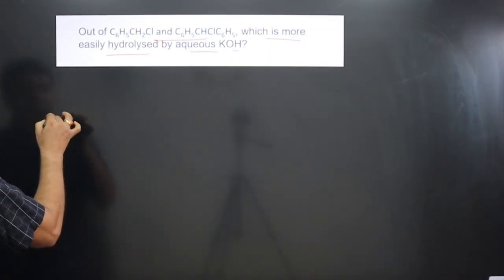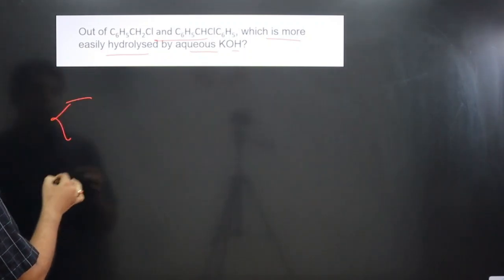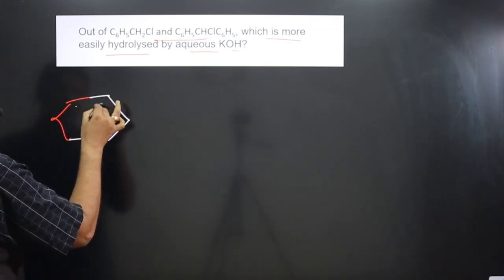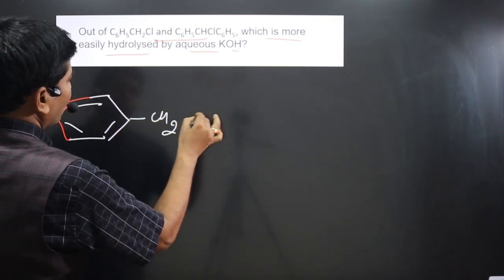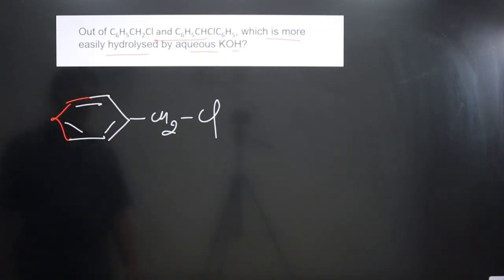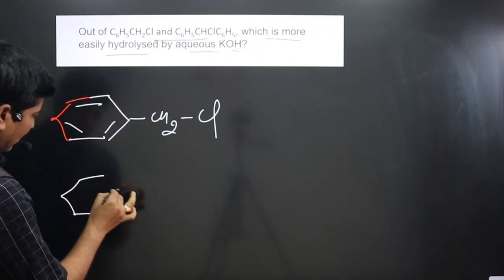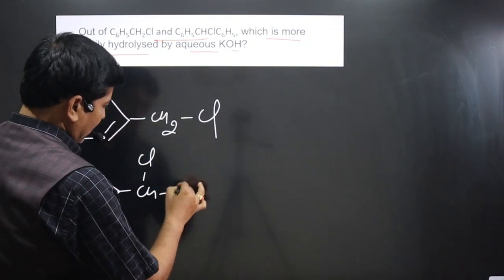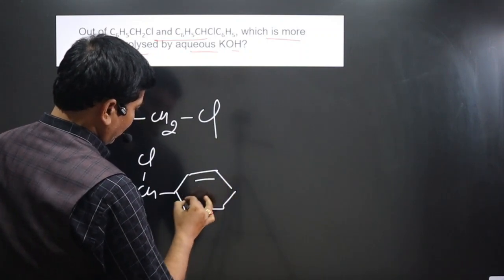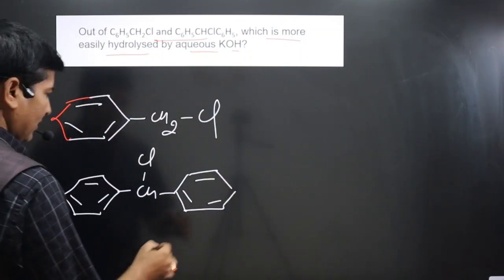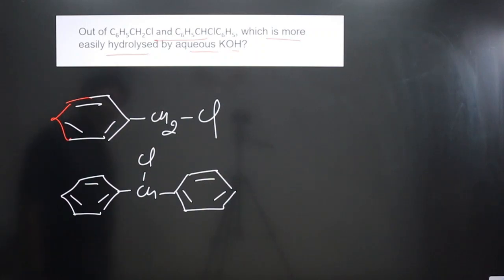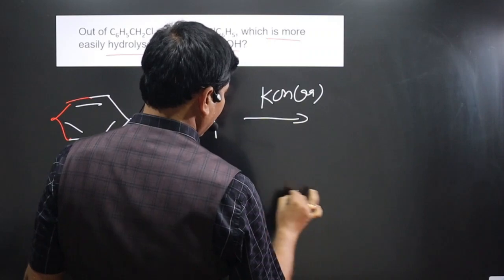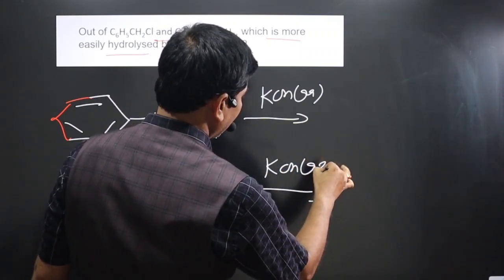So let's say we have a benzene ring, and I can draw the structure of these two aryl halides. This is the benzene ring, and this is benzyl chloride. Next one, you can see the benzene ring is there, and then we have CH, Cl, and here we have a double bond. This is what we have. Both of these are reacting with aqueous KOH.